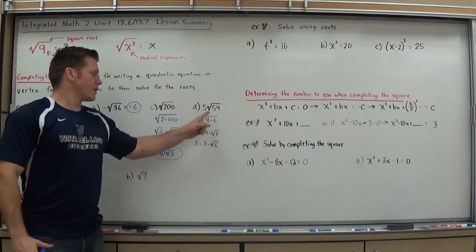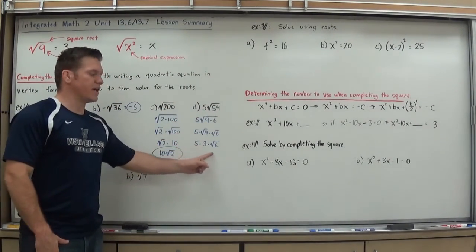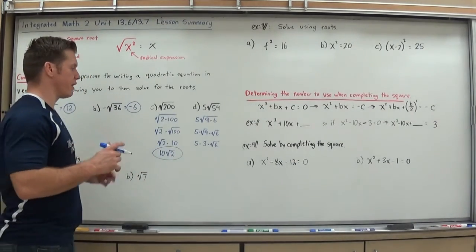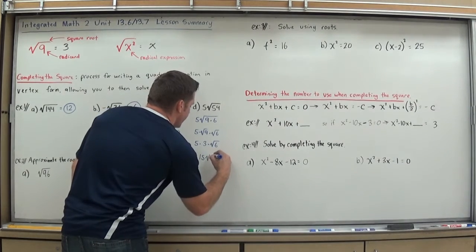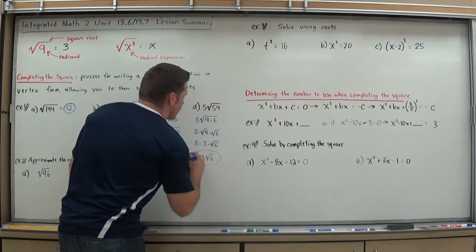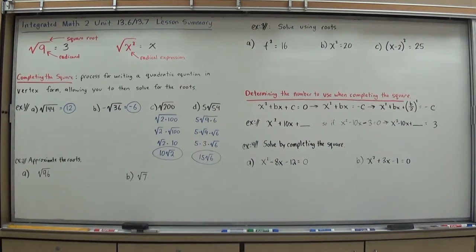And notice everything's connected by multiplication in this problem, so everything stays connected by multiplication. I can't extract anything out, really. And now it's just multiplying. 5 times 3 is 15. I still can't multiply by root 6 really, so it stays root 6. And that's really just a review of how to simplify radicals.